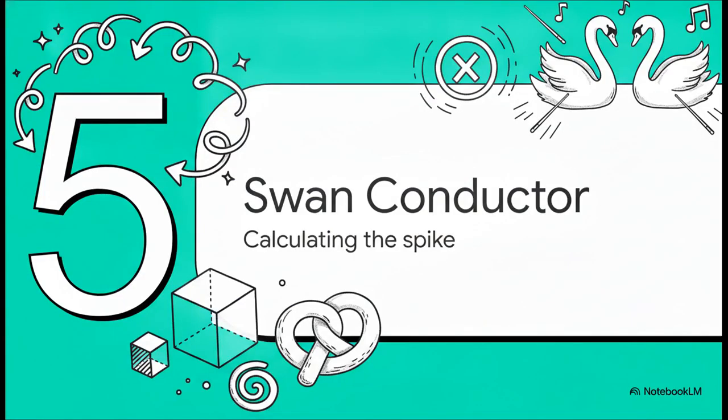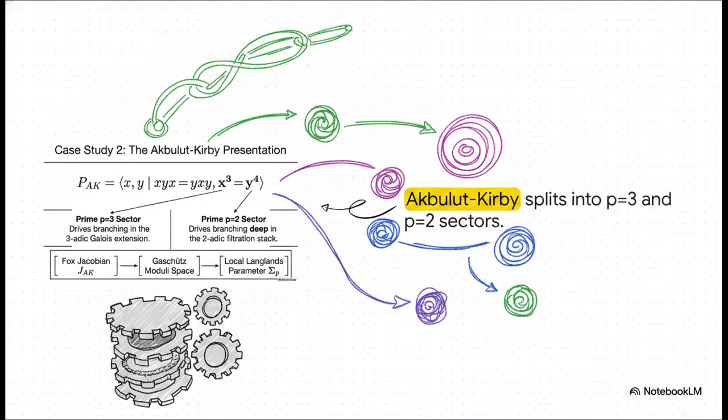Part 5. Calculating the Swan conductor. Finding the spike. We've finally reached the climax of our explainer. Let's crunch the numbers on a famous counterexample, the Akbulut-Kirby presentation. It features a fascinating relator, x cubed equals y to the fourth. In our arithmetic framework, these specific exponents, 3 and 4, dictate exactly where our representation branches. The 3 drives branching in the 3-adic sector, and the 4 drives branching deep into the 2-adic filtration stack.